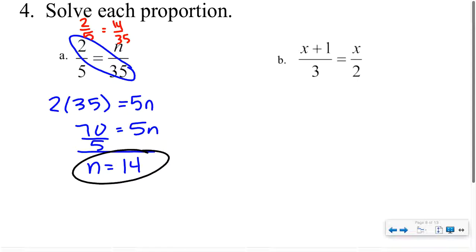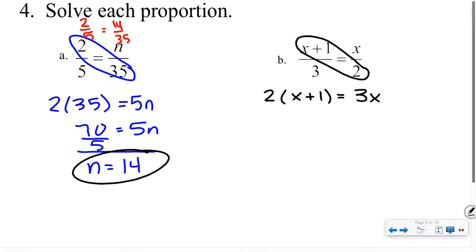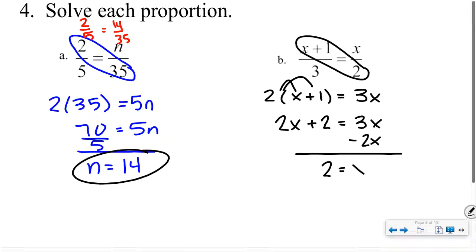Part B on number 4. Cross multiply the extremes, that's the first and the last. So 2 times the quantity x plus 1 equals the product of the means, 3 times x. You have to be careful here, because what do I have to do with my 2 out front? Distribute. 2x plus 2 equals 3x. Subtract 2x over. And it tells us that x equals 2.